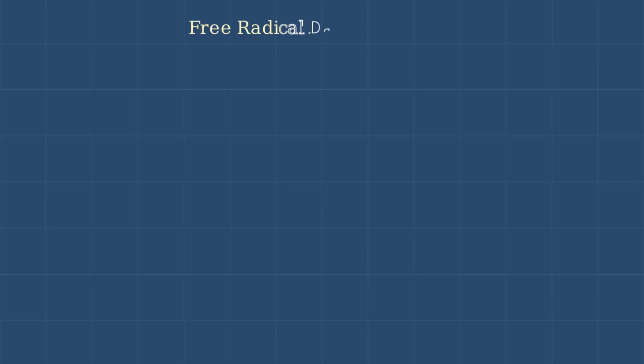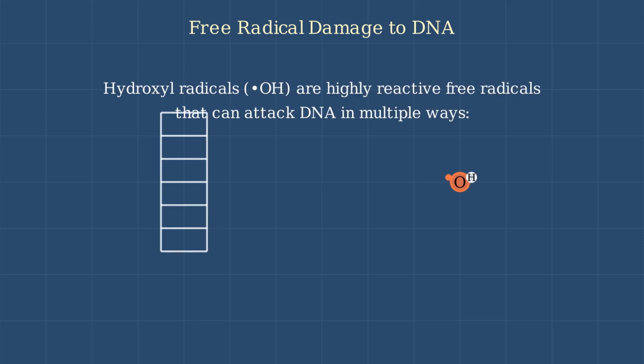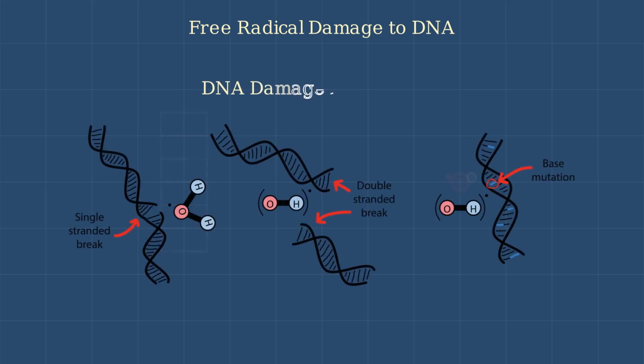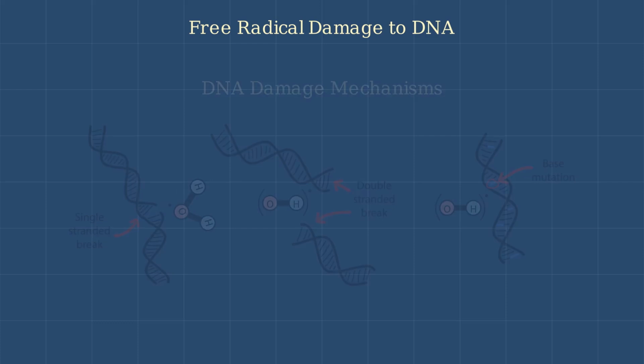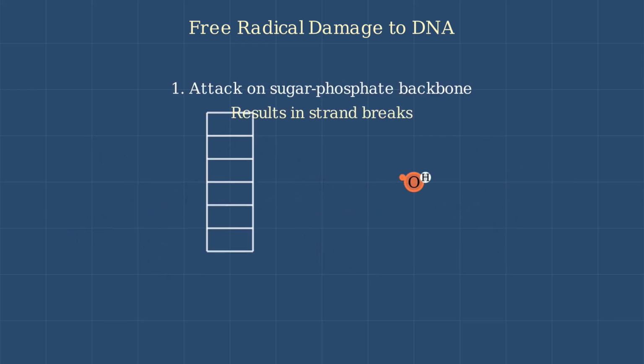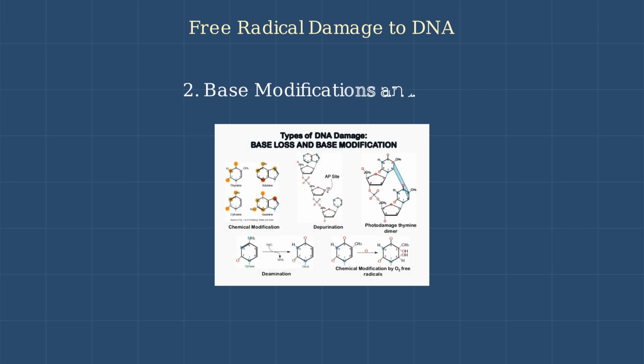Hydroxyl radicals are highly reactive free radicals that can attack DNA in multiple ways. Free radicals can damage DNA through three main mechanisms: single-strand breaks, double-strand breaks, and base modifications. First, hydroxyl radicals can attack the sugar-phosphate backbone of DNA. This weakens the structure and can result in single or double-strand breaks. Second, free radicals can cause chemical modifications to DNA bases. These include oxidation, deamination, or even complete loss of bases.